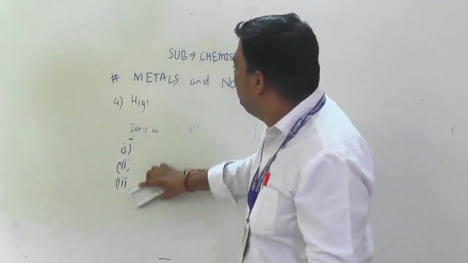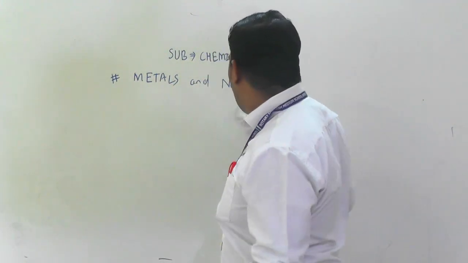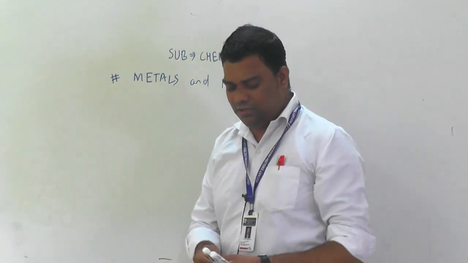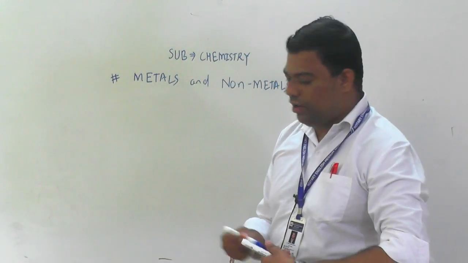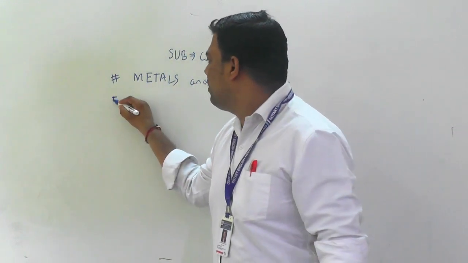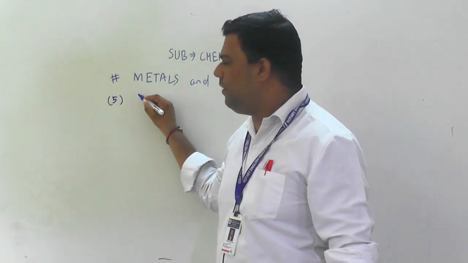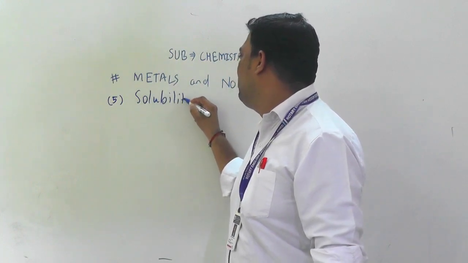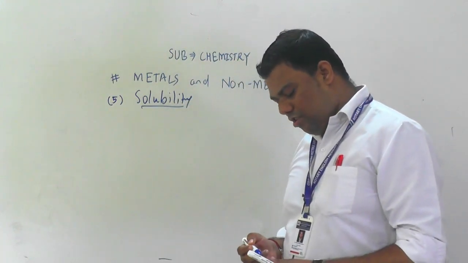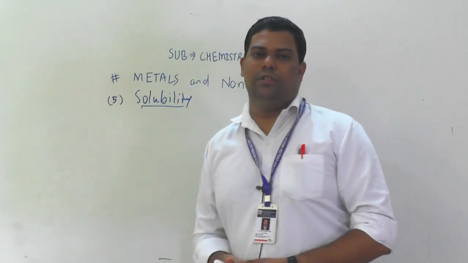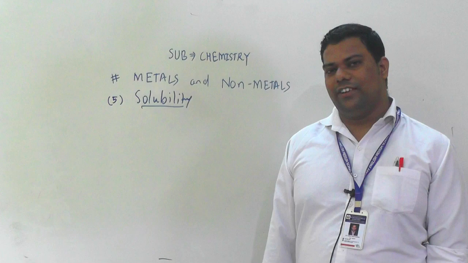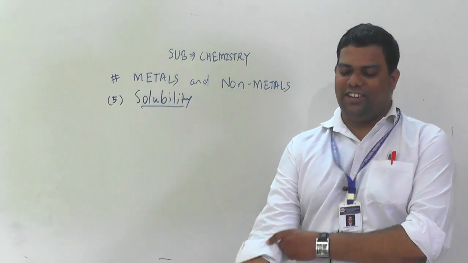Now we will discuss the next property of ionic compounds. Ready for this? Your next, that is the fifth, is solubility. In some areas we can call this solubility. Understood.